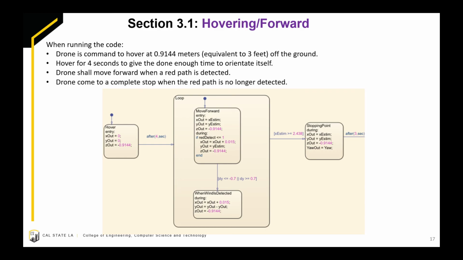Section 3.1 highlights our first subsection block in state flow, where the drone is asked to hover, move forward, and stop when each of their conditions are met. When running the code, the first block only commands the drone to hover at 0.914 meters off the ground, which is equivalent to 3 feet, for 4 seconds before moving on to the next task. This is to give the drone enough time to orientate itself. Anything less than 4 seconds will set the drone off the red path. The second block commands the drone to move forward when a red path is detected.